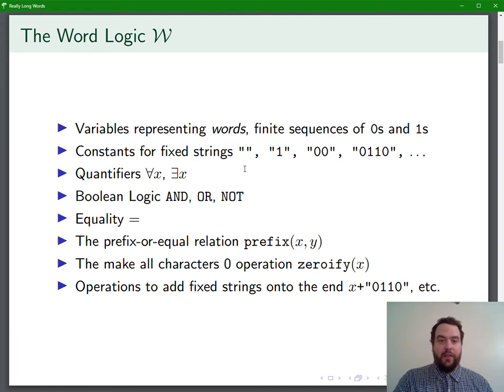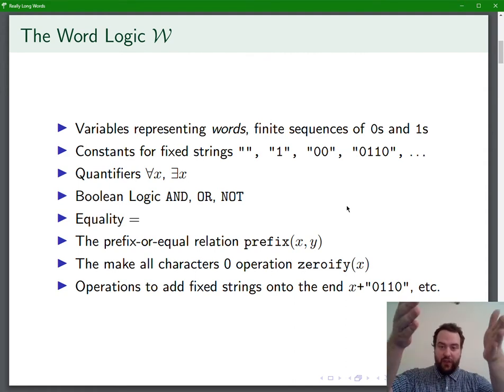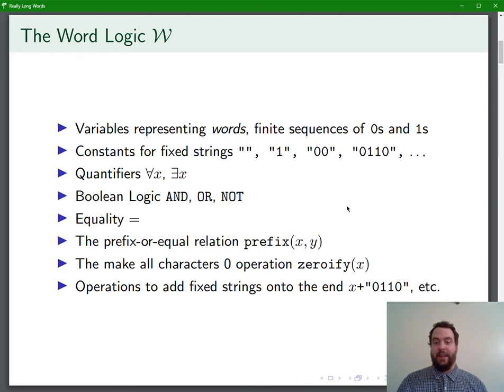We have, of course, the empty string. That's a finite sequence of zeros and ones. There isn't anything in the sequence, but it's still a word. We have quantifiers, so we can say for all words x and there exists a word x. We have Boolean logic: and, or, not, implies, all of that stuff. And we have equality, so we can say that two expressions represent the same word. So that's the logic, and from just this, we're interested in all of the different statements that we can form by combining these things together.